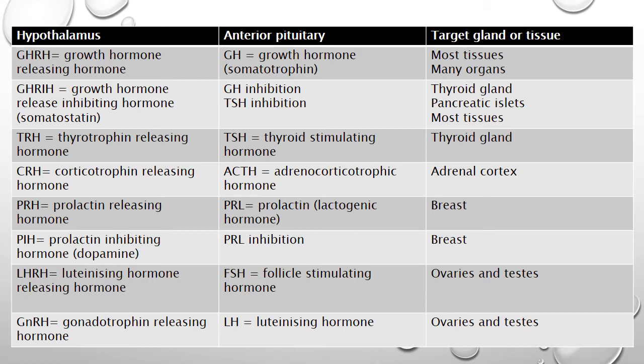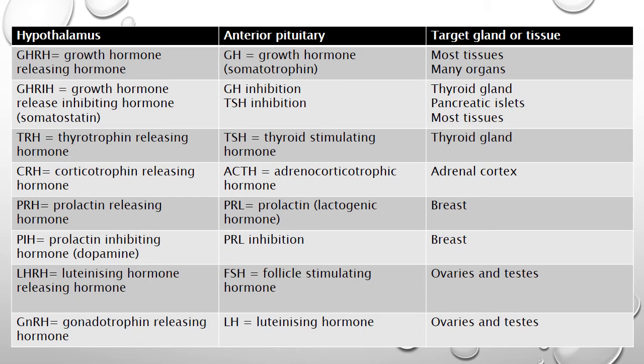The releasing hormone for the ACTH is the CRH, corticotropin releasing hormone, and they will go into the adrenal cortex. Then the prolactin, the releasing hormone of the prolactin, that is the prolactin releasing hormone, and they will go into the breast. Next one is PRL inhibition, meaning prolactin inhibition. Inhibition will occur due to the prolactin inhibiting hormone. They will also directly go into the breast.